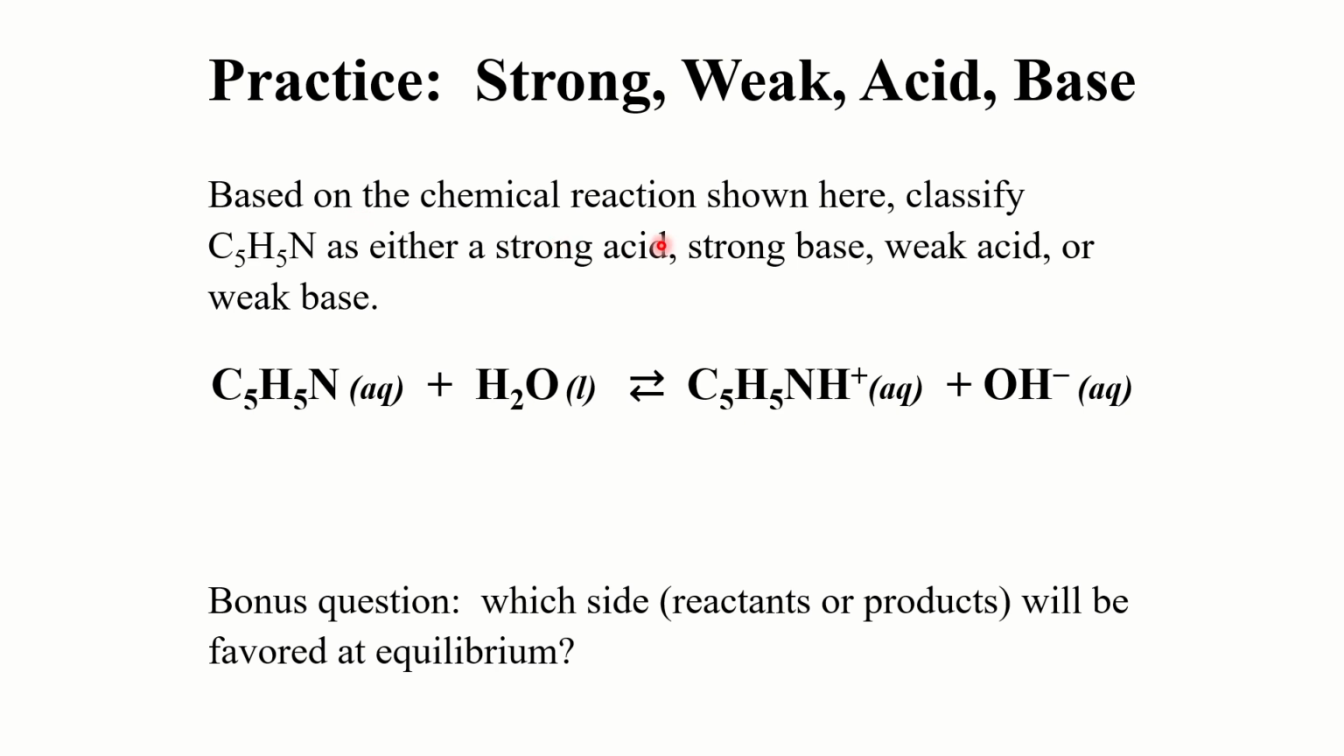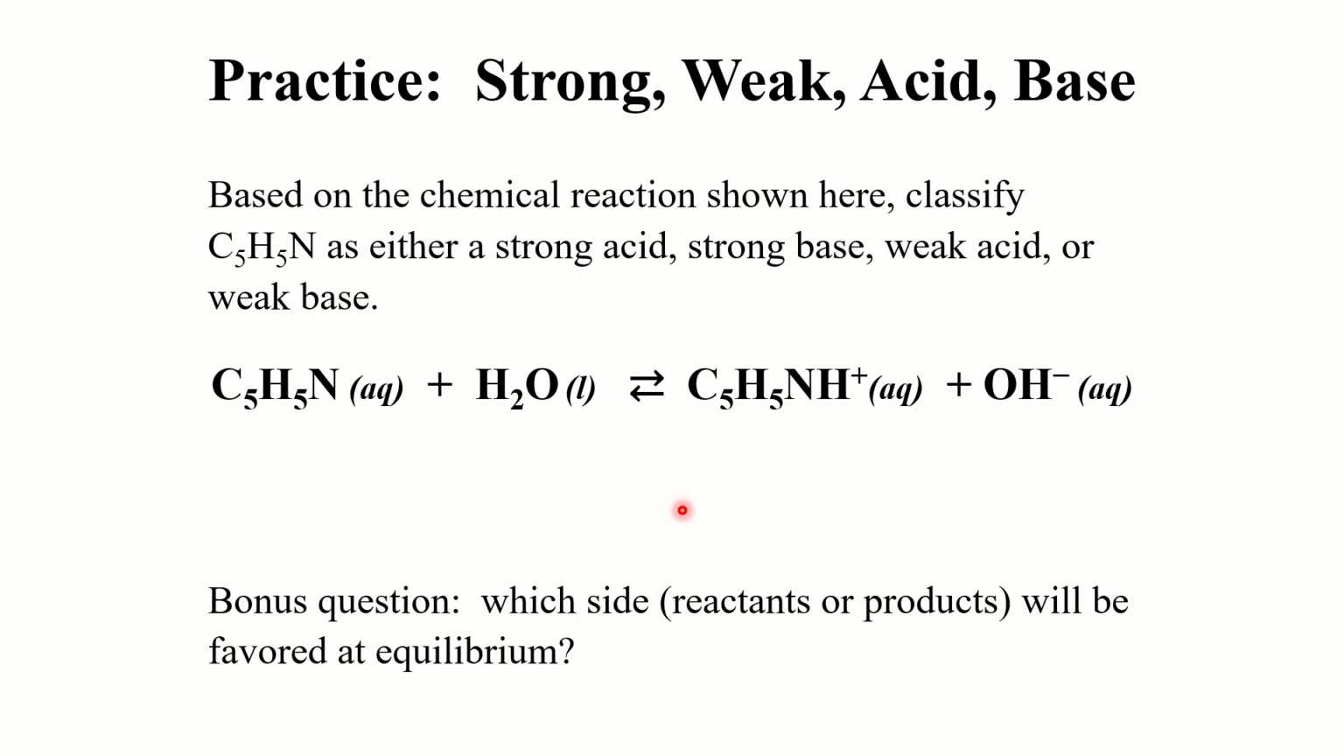So one last practice problem for you to try. Based on the chemical reaction shown here, classify C5H5N as either a strong acid, strong base, weak acid, or weak base. And then bonus question, which side will be favored at equilibrium? So please pause the video and try this question.